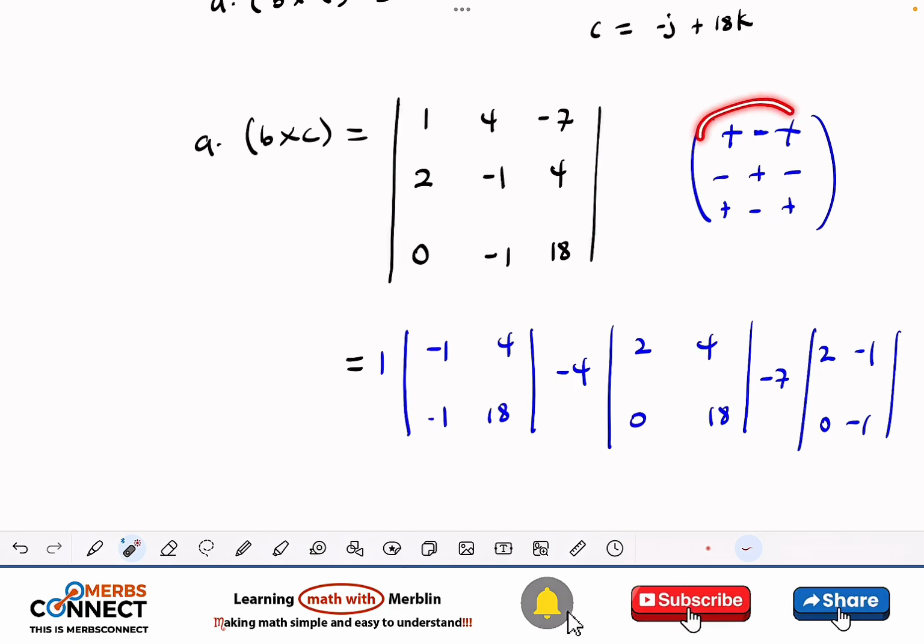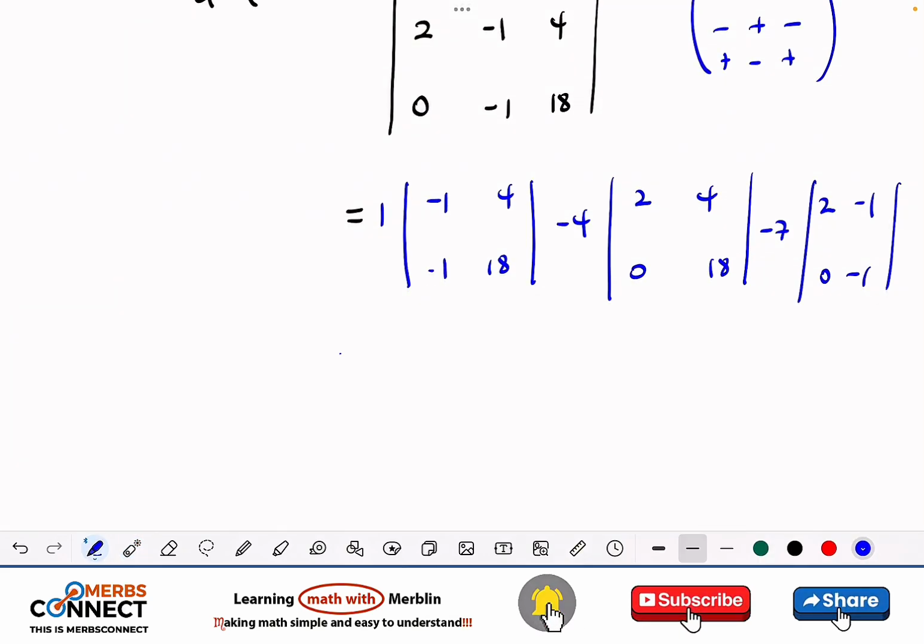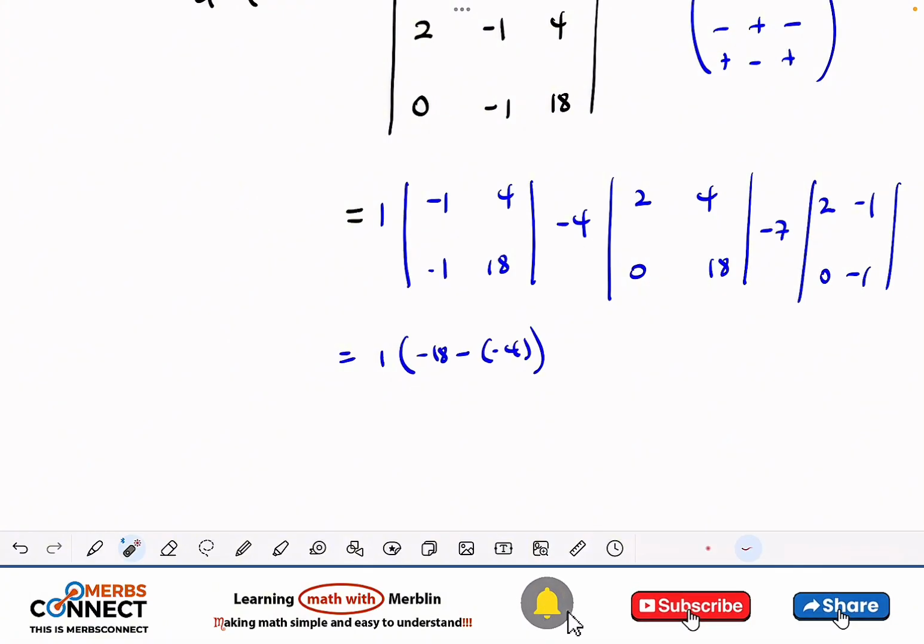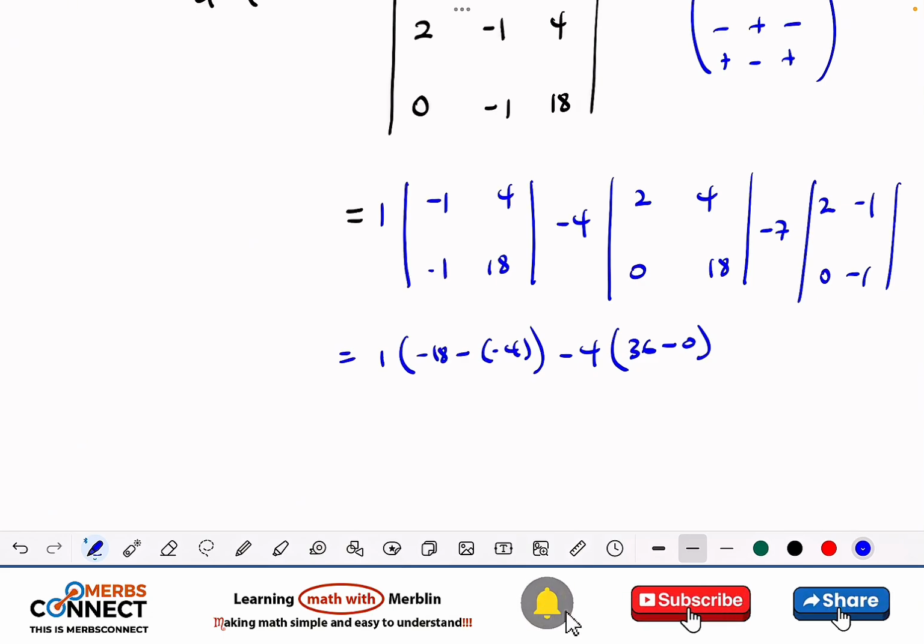So I'm using the top one. That's why I have plus, minus, plus. This minus here is because this guy is minus already. So I'm going to have 1 times minus 18 minus 4, right? So this times this minus this times that, minus 4. 2 times 18 should be 36. 36 minus 0, and then minus 7 times minus 2 minus 0.